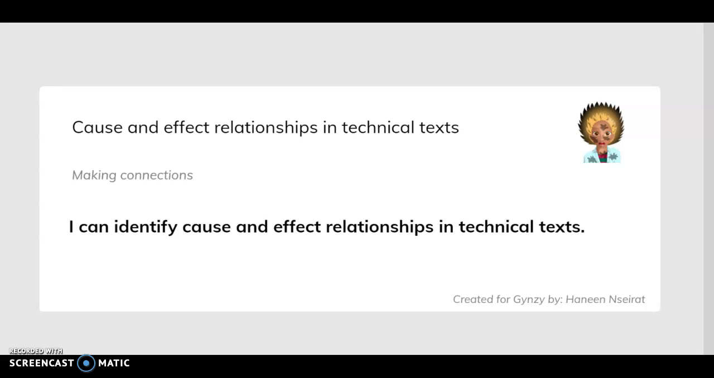Hello, students, and welcome. Today, we'll be discussing cause and effect relationships in technical text, making connections. I can identify cause and effect relationships in technical text.